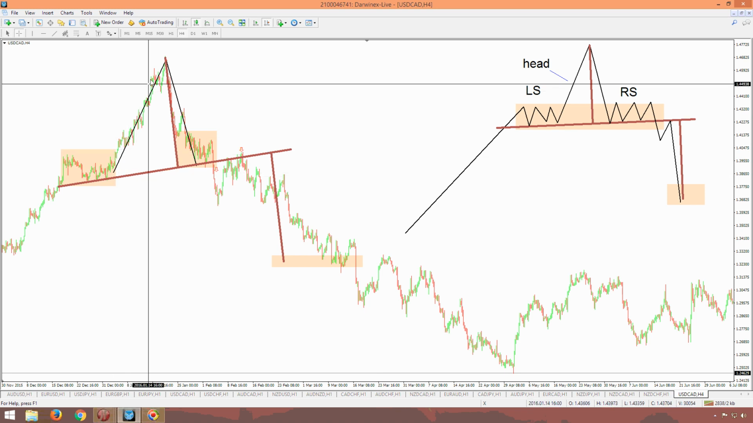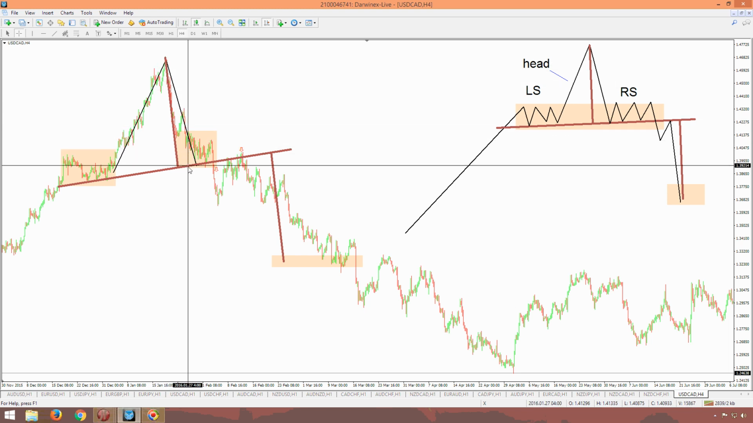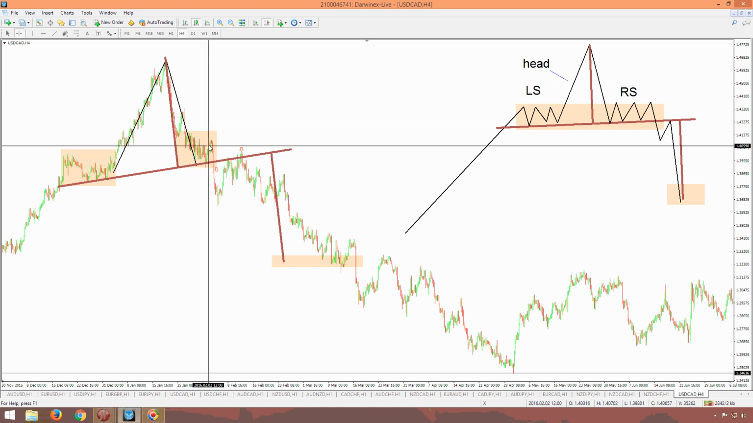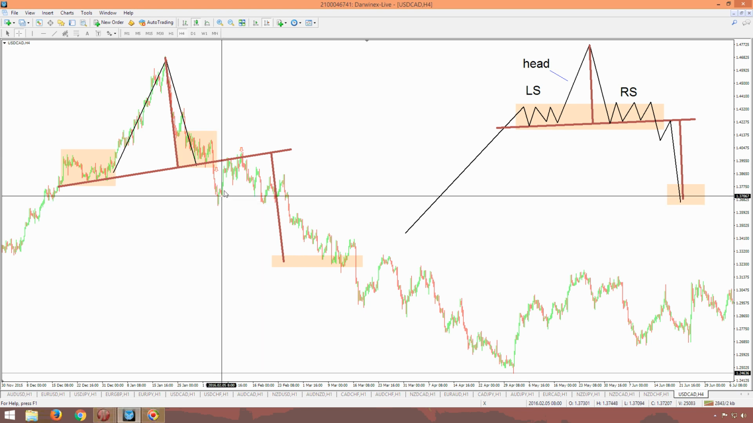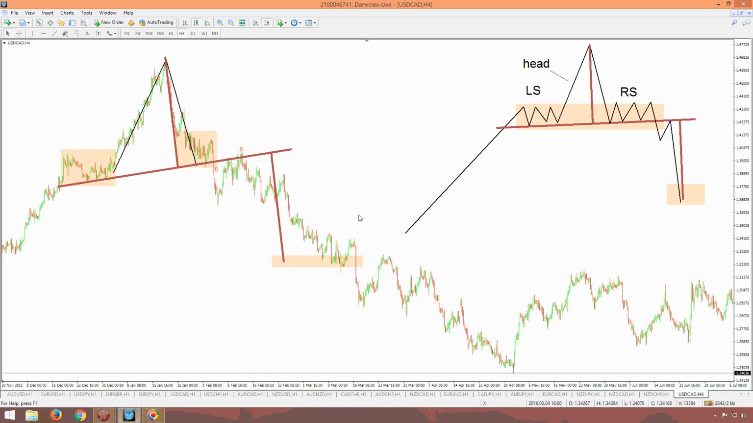Ladies and gentlemen, this is how you trade the head and shoulders pattern. The FX market is full of them on any time frame, on any currency pair, so simply enjoy this technical pattern.